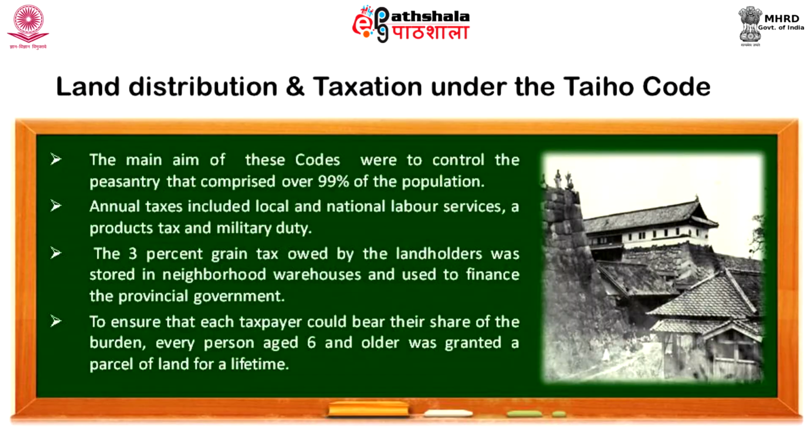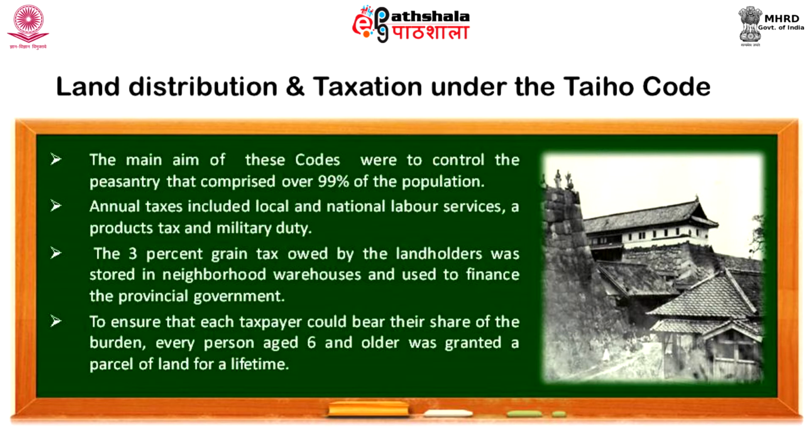Now let us discuss land distribution and taxation under the Taiho Code. The main objective of these codes was to control the peasantry that comprised over 99% of the population. Annual taxes included local and national labor services, a product tax and military duty. The 3% grain tax owed by the landholders was stored in neighborhood warehouses and used to finance the provincial government.